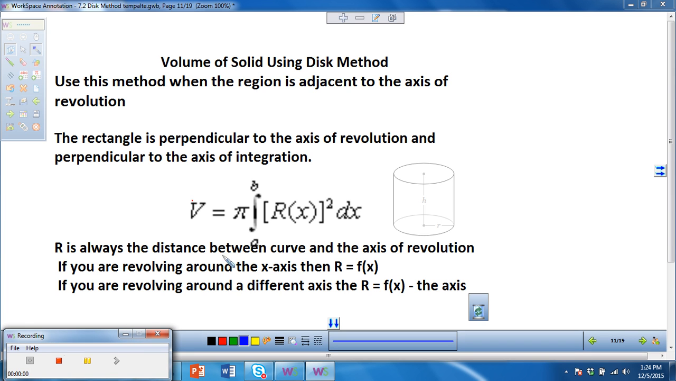Okay, so this is the disc method, and hopefully you've watched the first video, and I hope the video helped some with the visualization of it. If not, tomorrow when we are in class, I'll show you another animation for that.